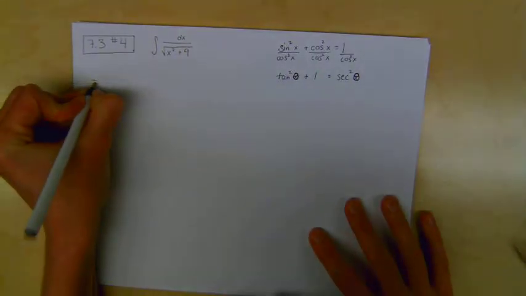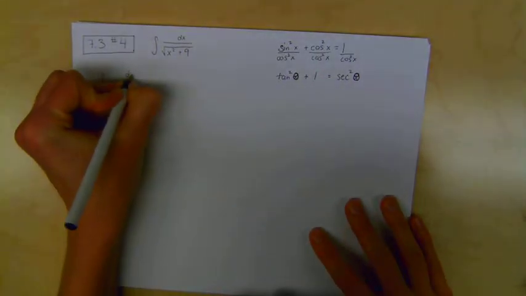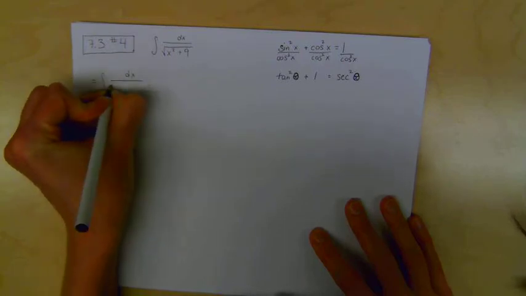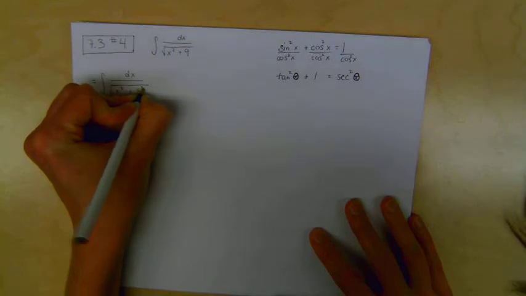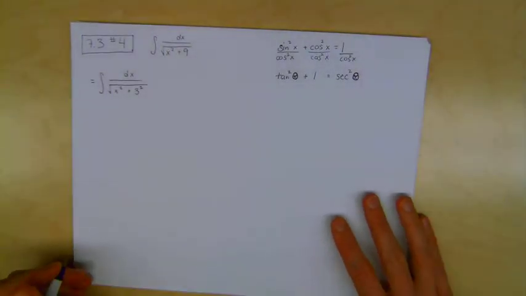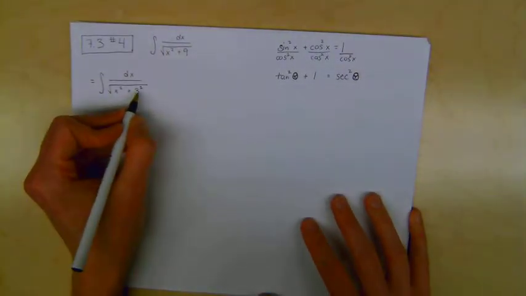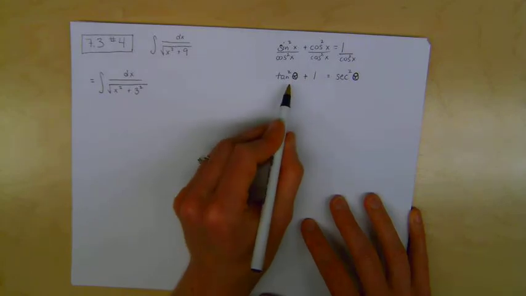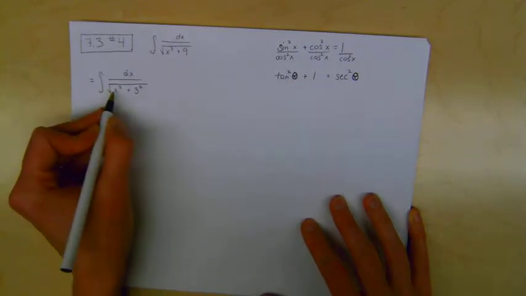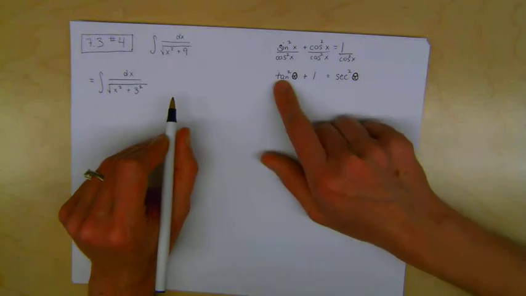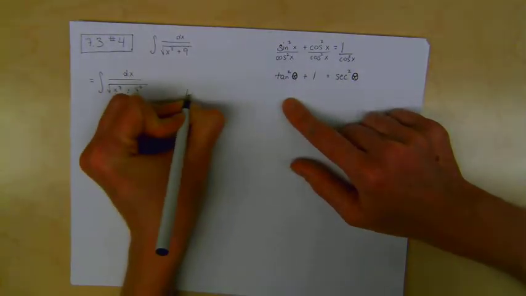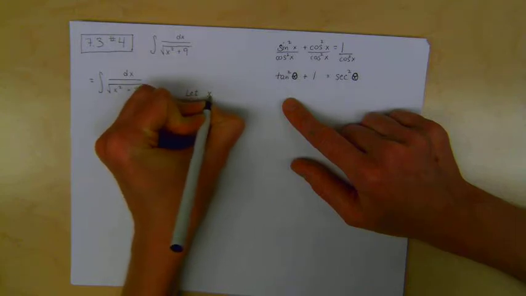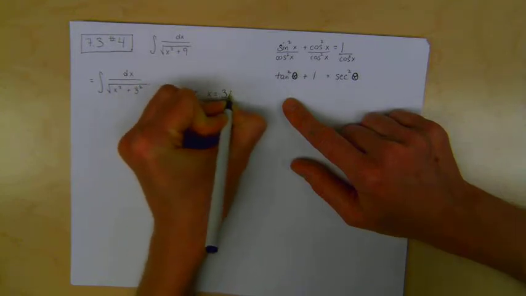So one way to think about it is by rewriting this integral as the square root of x squared plus 3 squared. And now if I go ahead and let x be equal to 3 tangent theta, notice what happens. So this is my substitution. Let x equal 3 tangent of theta.